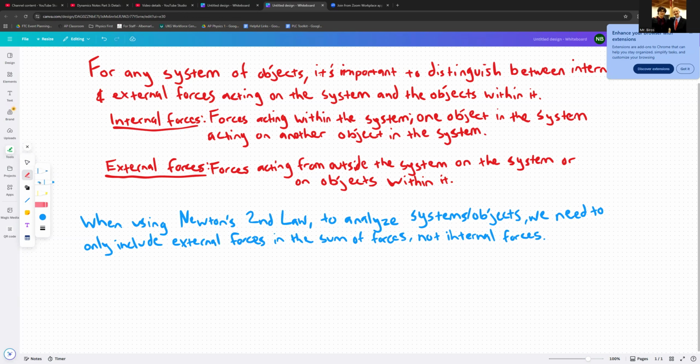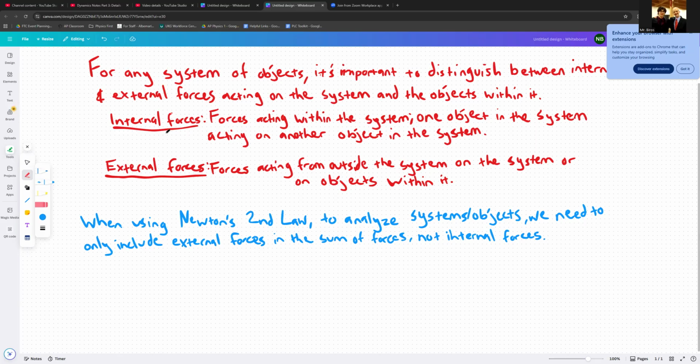Internal forces would be something like the molecules within the pencil exerting forces on each other to hold it together, or the glue that holds the eraser onto the pencil as part of the pencil itself. That's an internal force. So there are forces going on within the pencil itself, but we don't look at those when we're thinking about the pushes and pulls that act on an object and the resulting acceleration of the object. Okay, so internal forces not included, external forces, those are what we're interested in.